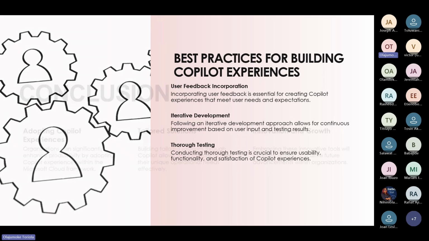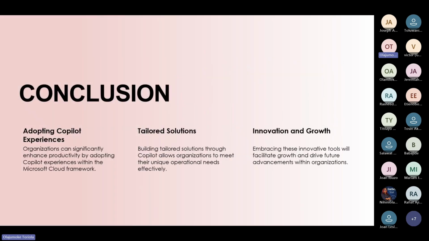So in conclusion, we have talked about how we can adopt the Copilot experience through the different Microsoft Cloud frameworks, like Copilot in Azure, GitHub Copilot, Copilot in Power Apps, Copilot in Power Automate. Those are the ways. Microsoft 365 Copilot, or Copilot for Microsoft 365. Then we also talked about Copilot in Windows, and Copilot in Dynamics. That is the way you can adopt it.